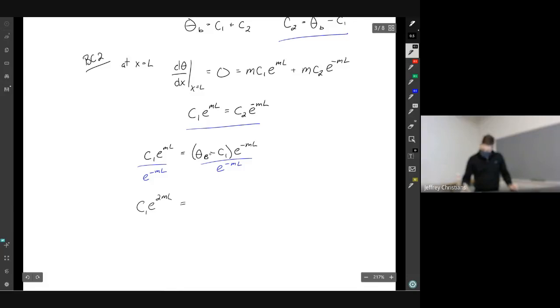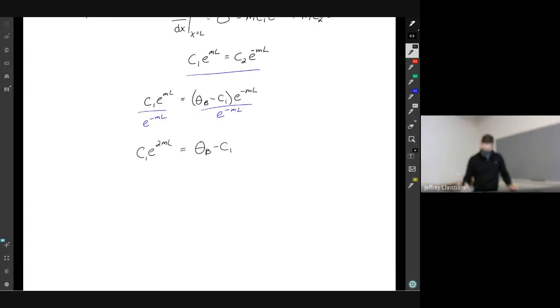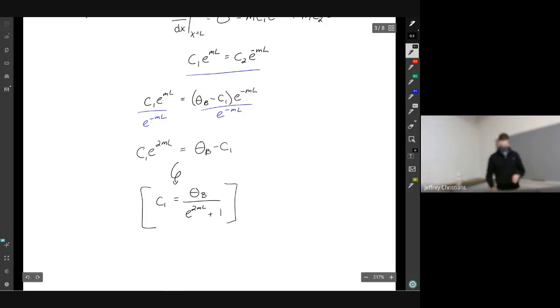Equals theta b minus C1. And then we can simply do some algebra. I'll skip a step, but we'll say that C1 equals theta B over e to the 2 ml plus 1. Okay, I guess we'll not box that because it's not that important, but put it in brackets because it's a little bit important. Okay, so we have that for C1.